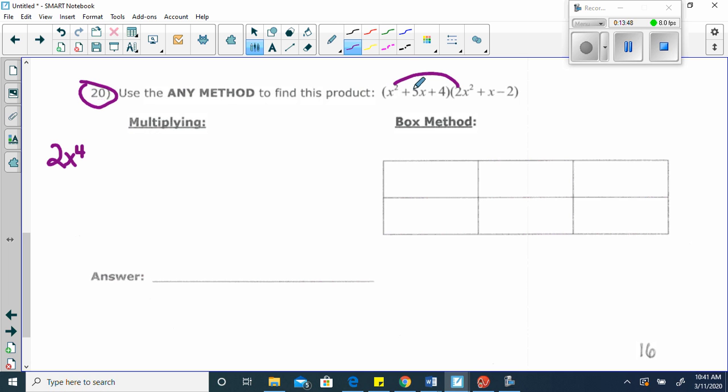Okay? So then I'm going to do x squared times x. That's x cubed. Then I'm going to do x squared times negative 2. That's negative 2x squared. Okay, now I'm going to go to my 5x. I'm going to do 5x times 2x squared. That's 10x squared.